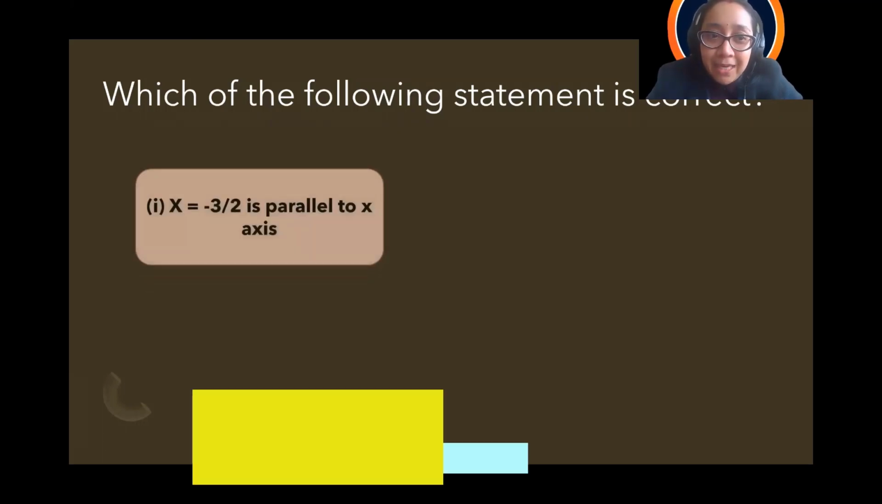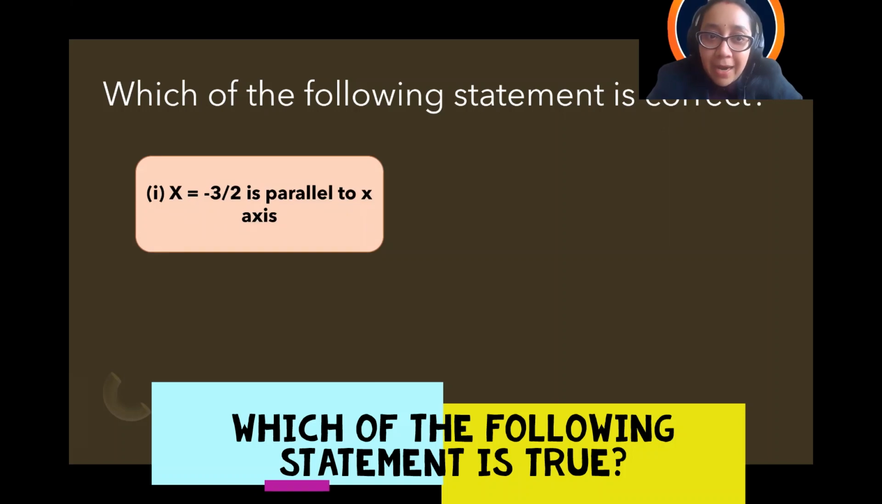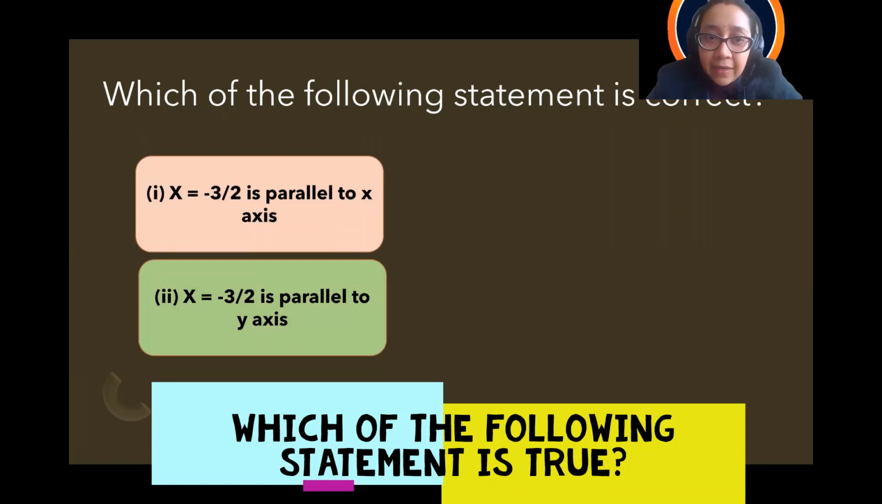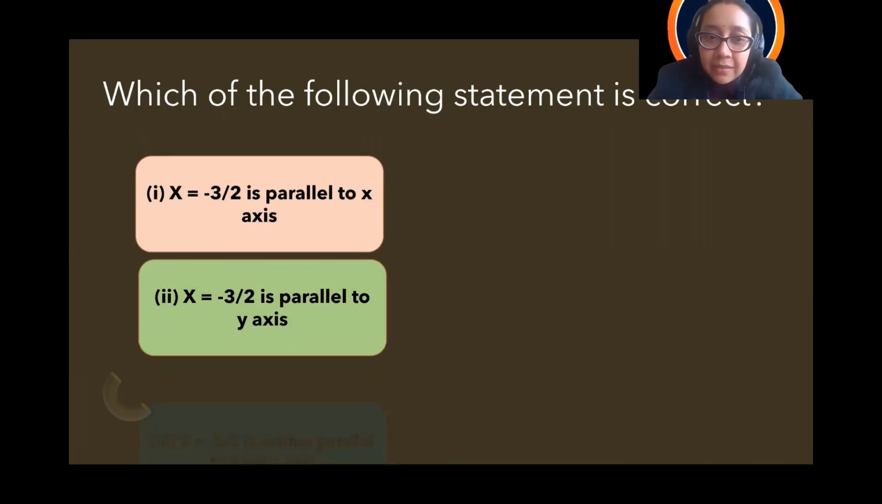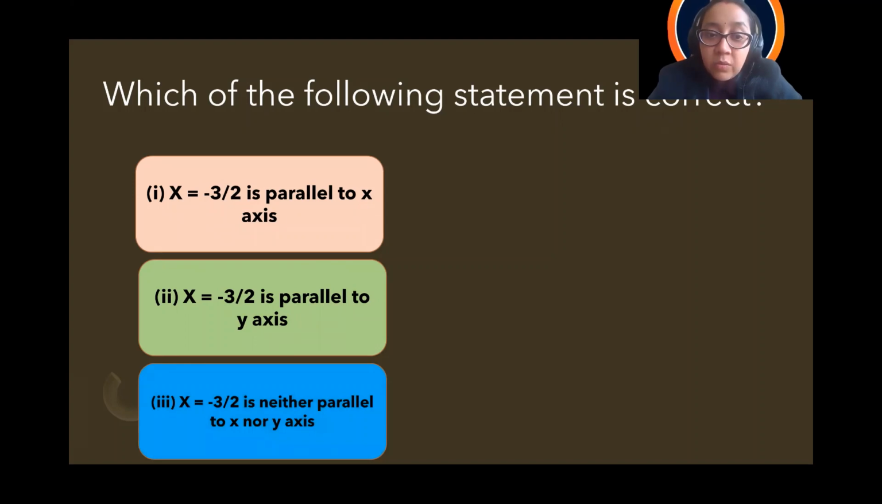Okay. Now over to you. Tell me this question: x equal to minus 3 by 2 is parallel to the x-axis, or x equal to minus 3 by 2 is parallel to the y-axis, or x equal to minus 3 by 2 is neither parallel to the x nor the y-axis. Which one of them is correct? Write down the first option, the second option, or the third option. Which is the correct statement? Write down the answer in the chat. 1, 2, or 3. Come on, participate.